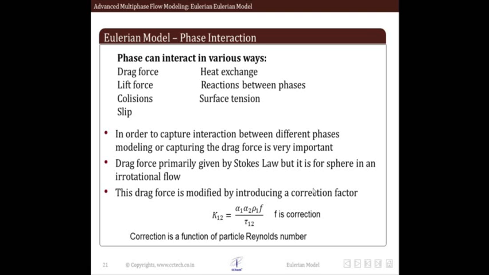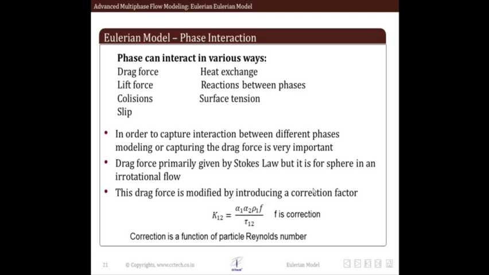The various physics involved in multiphase flow allows interaction between different phases in the form of either a drag force, lift force, collisions can also happen, there is a slip, heat exchange takes place between different phases, reactions can also take place between phases, there are entities like surface tension, etc. So when we define a multiphase problem, we have to define how these forces or how these phase interaction entities are going to be solved and how they are going to be defined.